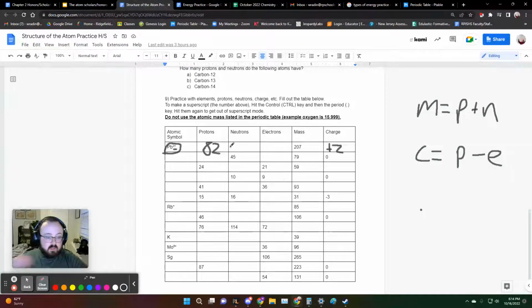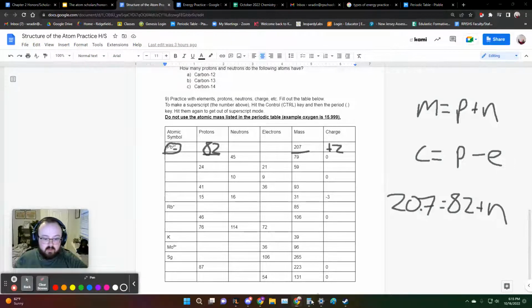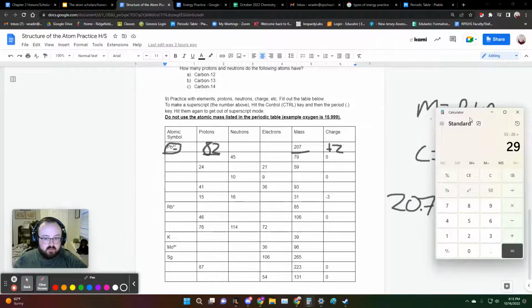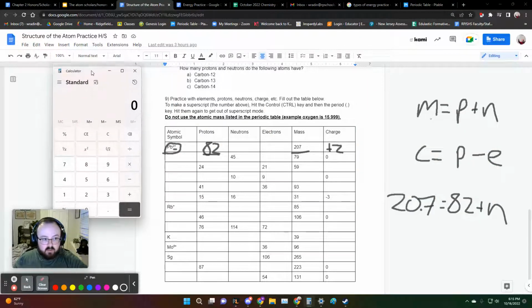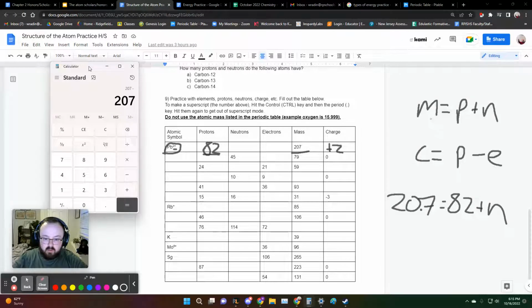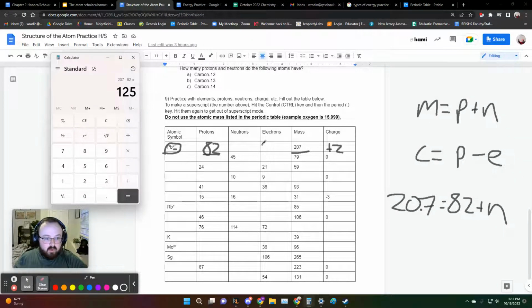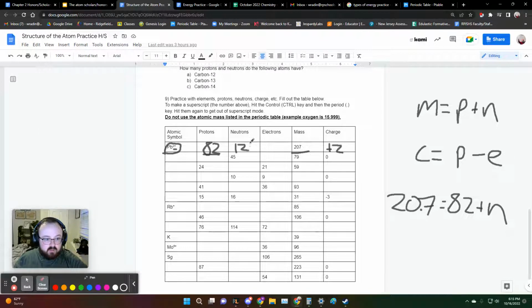Well, let's keep going. For the first formula, I have my mass is equal to my protons plus my neutrons. I have my mass, I have my protons, I can find the neutrons. So our mass, 207, is equal to 82 plus our neutrons. Whip out the calculator, taking no chances with my mental math right now. And we get 125 neutrons.